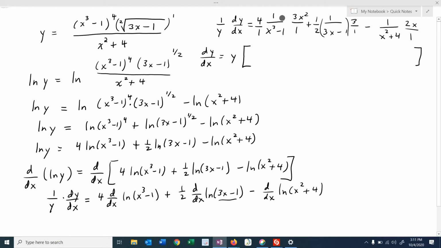So on top here, you get 12x squared all over x cubed minus 1 plus 3 over 2 times 3x minus 1, and then minus 2x over x squared plus 4. And then the last thing we need to do is substitute for this y, because we really want our derivative in terms of x. And we know what y is. It's equal to this. So let's just substitute for that y.